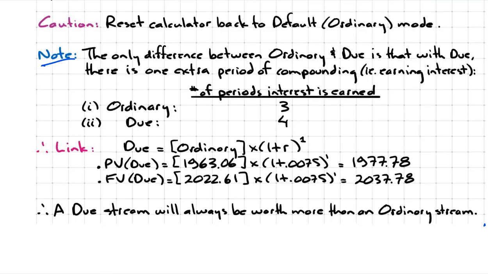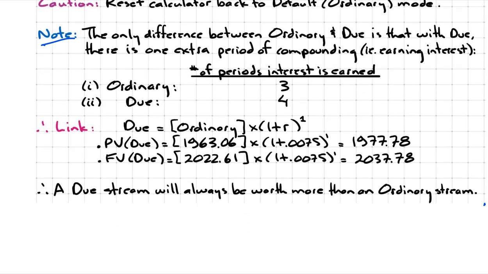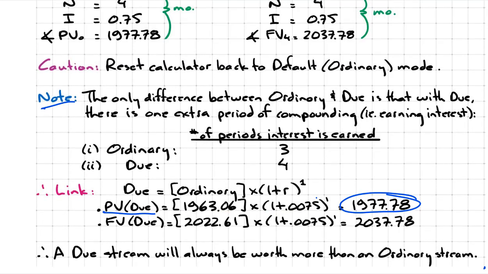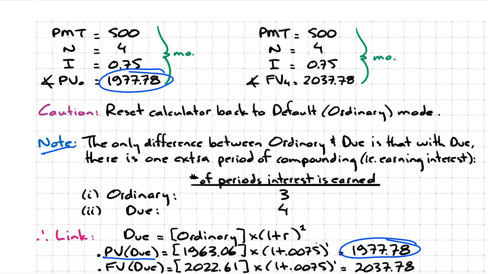So then let's see if this works out. So let's calculate the present value of annuity due using the ordinary as the base. So the present value of ordinary was 1963.06. So we just compounded by 1 period, and remember the period here is a month. So you compounded by the monthly interest rate, and you can see we get 1977.78, and that's the exact same number that we got by calculating present value of a due manually.